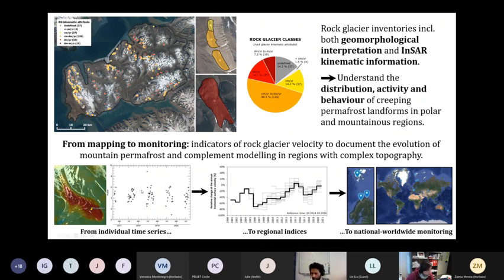And so the next step would be to select several landforms, like you can see on the bottom left, and generate time series. So this is a time series that is really for each pair of images based on InSAR. And then we'll have to average this information by season or by year, and then average several time series and several landforms to make regional indices that can be used as an indicator. And this could be potentially done nationally, of course, but also in many regions, so all around the world.